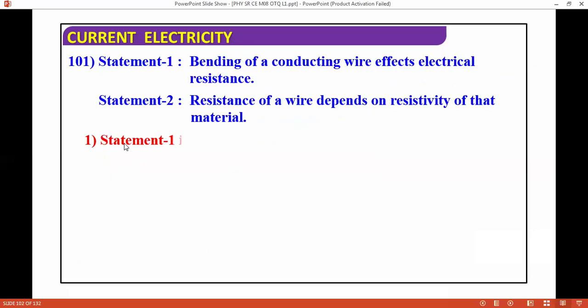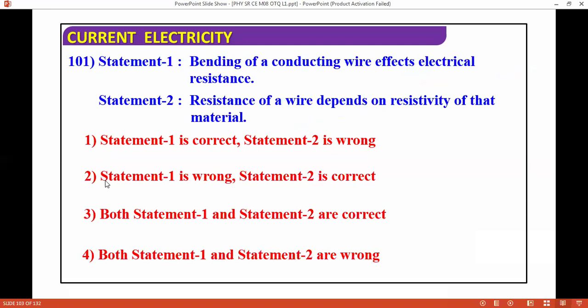Next question: bending of a conducting wire affects electrical resistance. What is your correct answer? It's totally nonsense. But this is correct: the resistance of a wire depends on the resistance of the material.